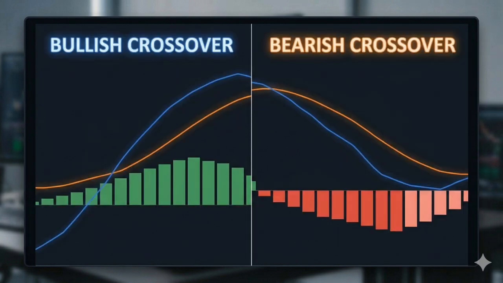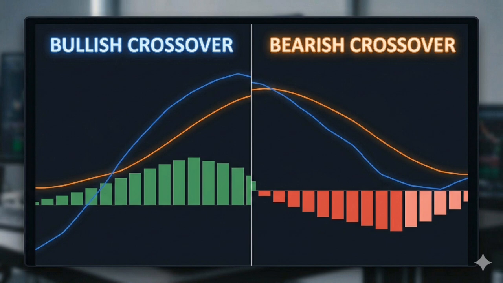The most basic way to use the MACD is by watching for crossovers. A bullish crossover occurs when the MACD line crosses above the signal line. This suggests that momentum is shifting to the upside, often signaling a buy.